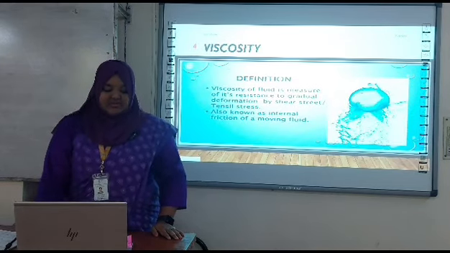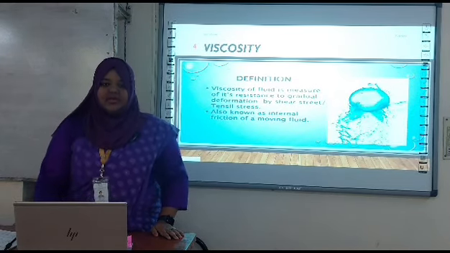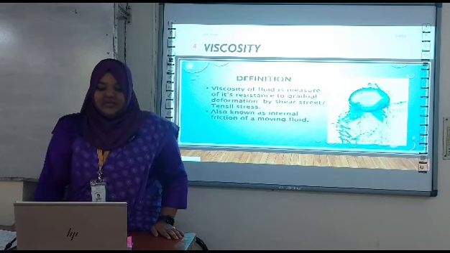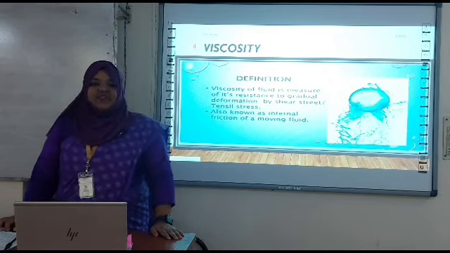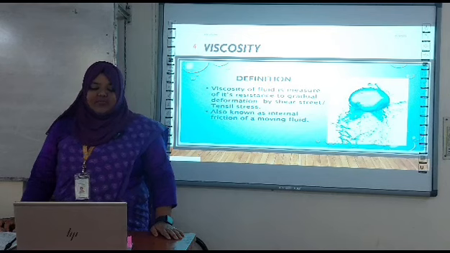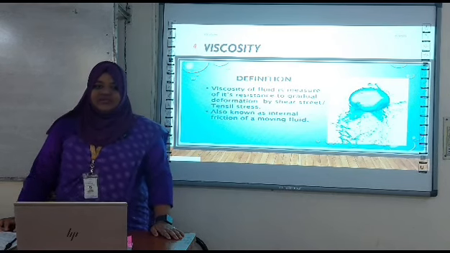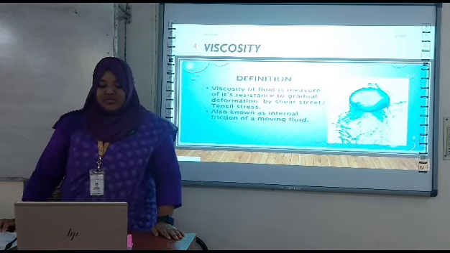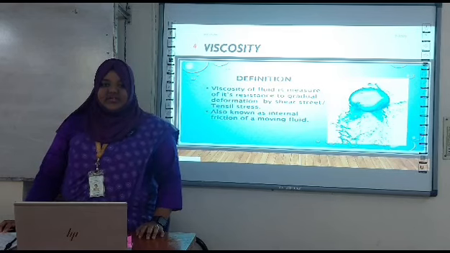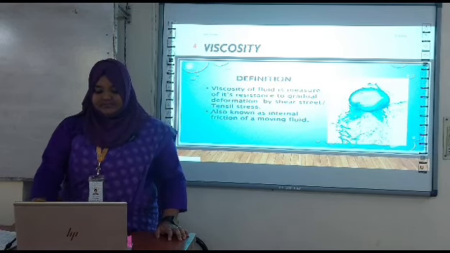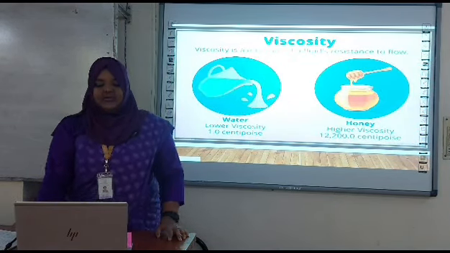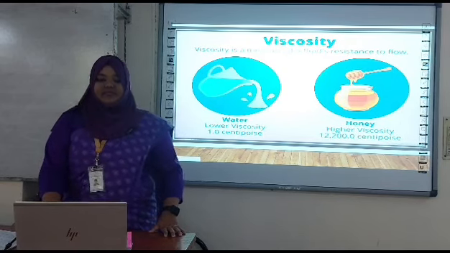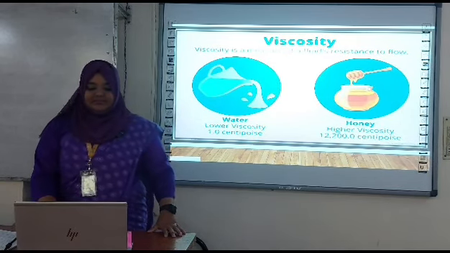As I mentioned, the first thing I'm going to talk about is viscosity. Viscosity of a fluid is a measure of its resistance to gradual deformation by shear stress and tensile stress. It's also known as internal friction in a moving fluid. Here we know viscosity is a measure of a fluid's resistance.